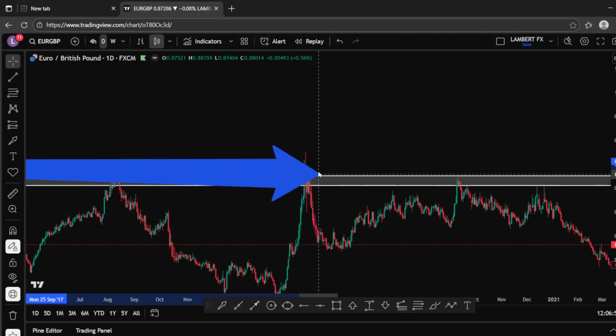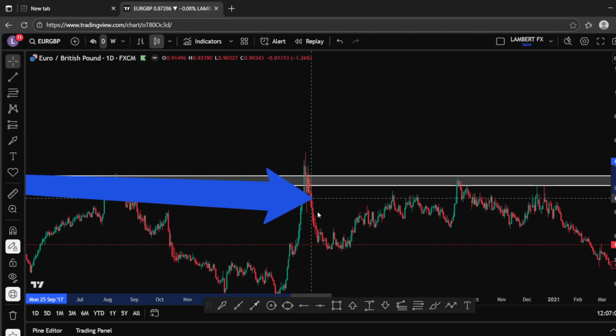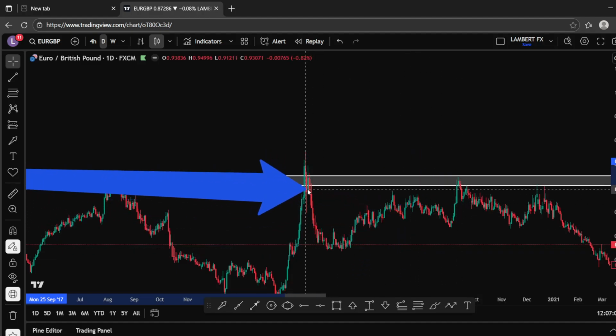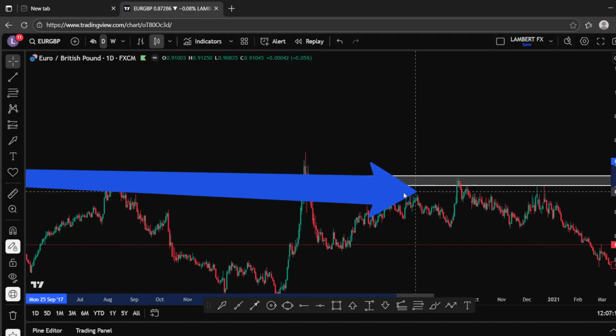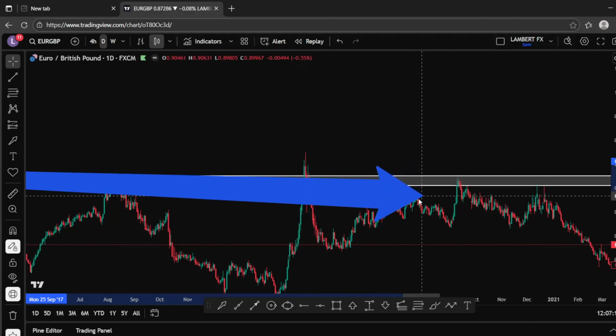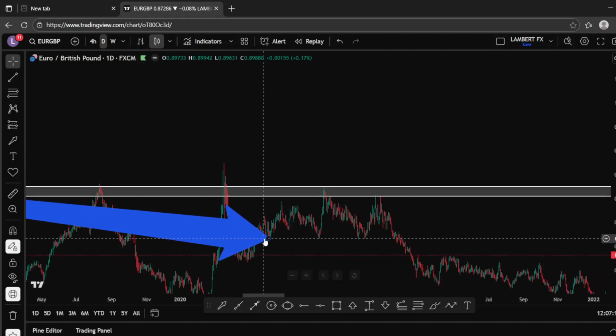But if I look on the 4 hour time frame, then I will take a trade when the market came back to this level, because this was a supply zone. So this is where you would take a trade on a lower time frame, like a 4 hour or 1 hour. This is where you would take a trade. So this is how I trade.